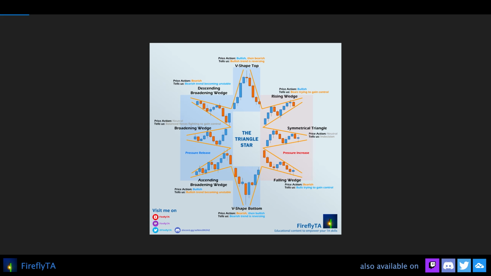Okay, to start off, I would like to talk about the triangle star. I came up with this triangle star because I thought, hey, in price action, there are triangles in all directions. Why not make it some kind of fancy structure like this one? It kind of helps in bringing all the pieces together when it comes to triangles. So the first thing I want to talk about with regards to triangles is that they can be divided into pressure increasing triangles and pressure releasing triangles.